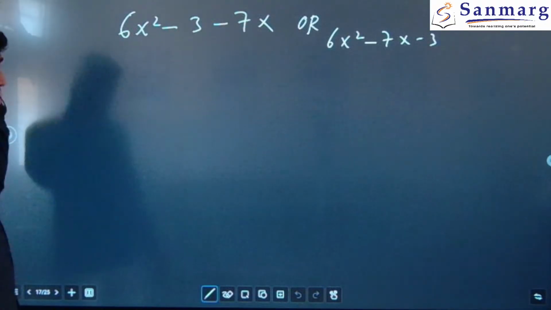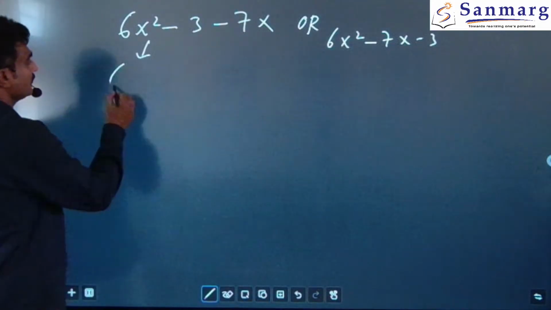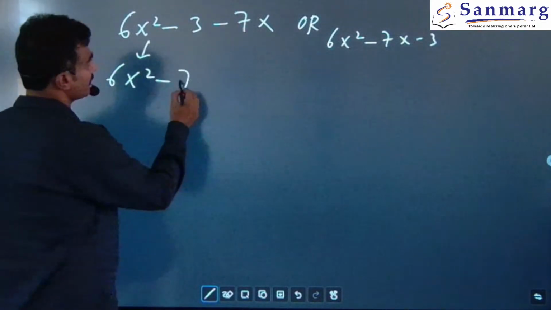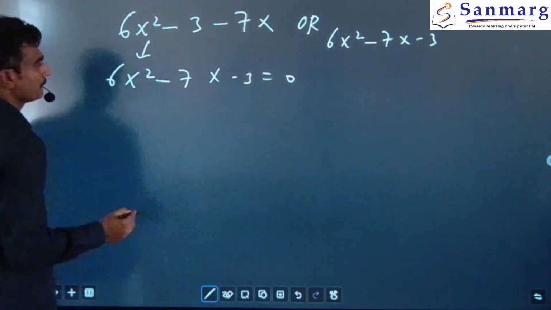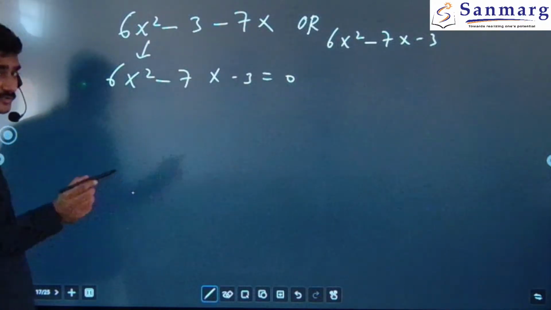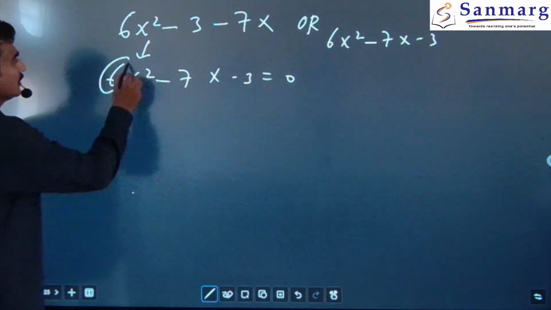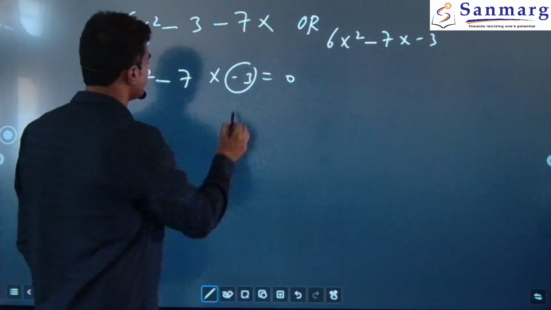Okay, the next question is 6x square minus 3 minus 7x. We can rewrite this question as 6x square minus 7x minus 3 equal to 0. So note down the condition. First we have to find the zeros. The value of a is 6. The value of c is minus 3.